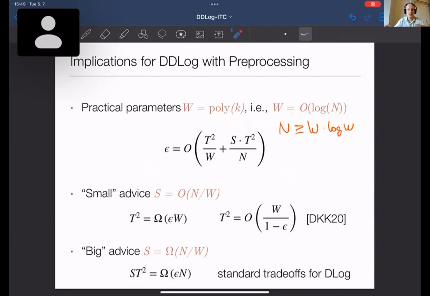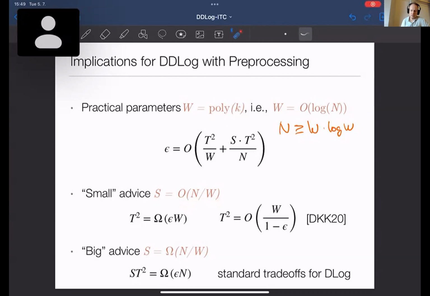And let's consider different sizes of advice. I'll split it into two cases. The first case is what I would call small advice, even though it's not necessarily very small, where we have a bound on the size of the advice, which is n over w.